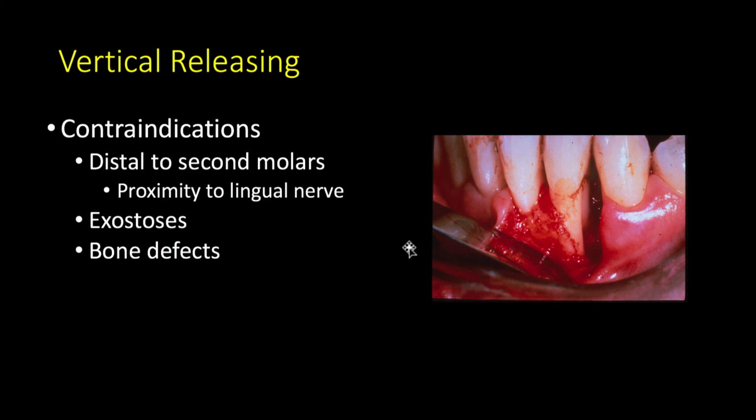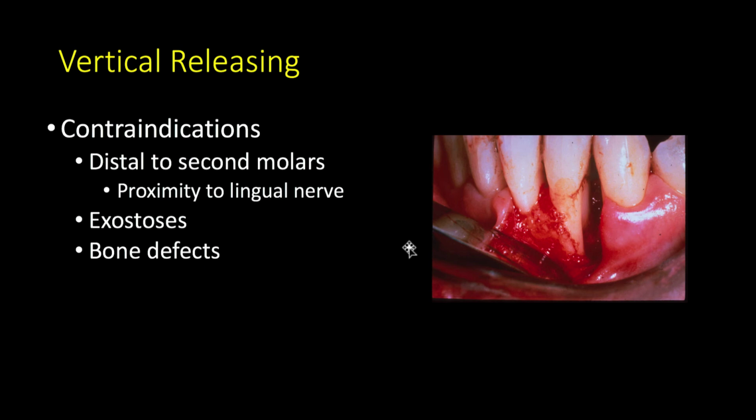Anatomically, we have some contraindications to using these. One primary example is distal to mandibular second molars, and this is due to the proximity to the lingual nerve. Some facts that you should be aware of is the position of the lingual nerve in the second to third molar area. We have a couple of studies that have given us this relationship and something to keep in mind.